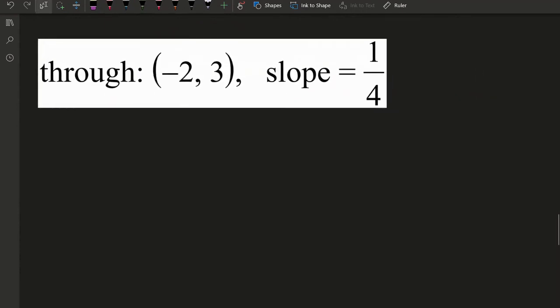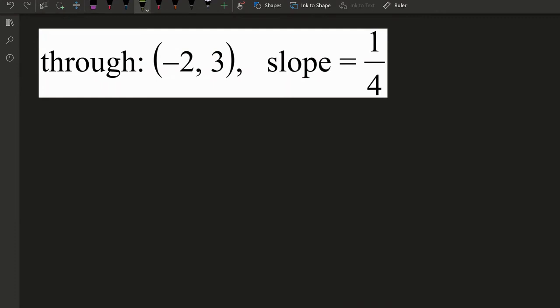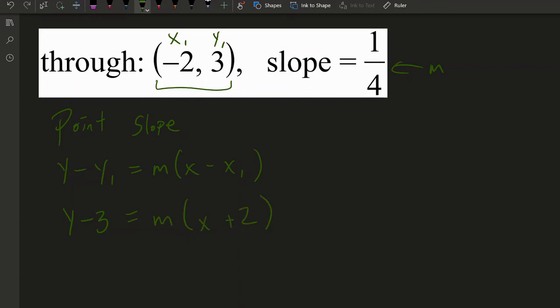Now here's where we start getting a little bit tricky. I know that the slope is 1/4, and that's going to be m. But now this one, I have a point that is not a y-intercept because it doesn't start with 0. So since I have a point and a slope, I should use point-slope form. Just a quick reminder from a few minutes ago, point-slope form is y minus y1 is equal to m(x minus x1). Now in this point, this is x1 and this is y1. So that means I would do y minus 3 is equal to m(x plus 2).